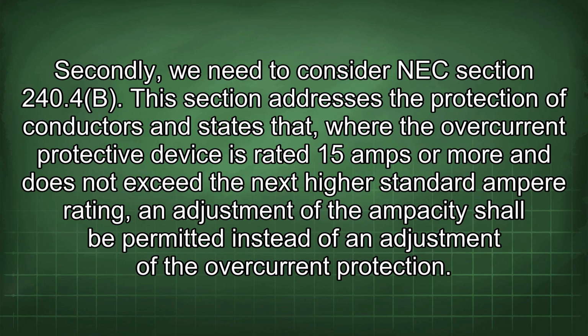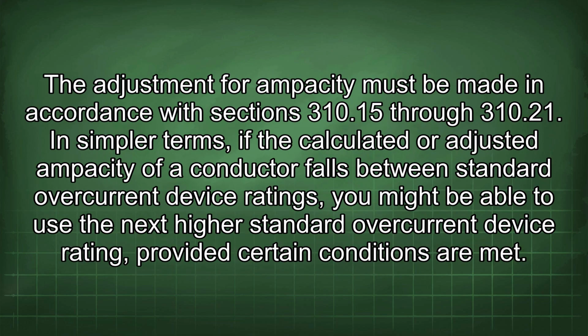Secondly, we need to consider NEC section 240.4(B). This section addresses the protection of conductors and states that, where the overcurrent protective device is rated 15 amps or more and does not exceed the next higher standard ampere rating, an adjustment of the ampacity shall be permitted instead of an adjustment of the overcurrent protection. The adjustment for ampacity must be made in accordance with sections 310.15 through 310.21.